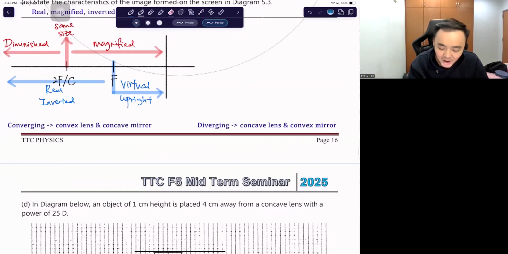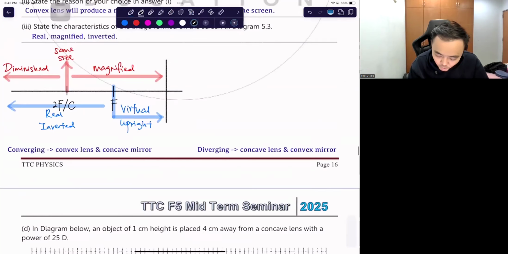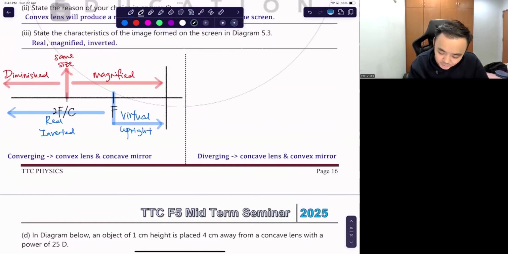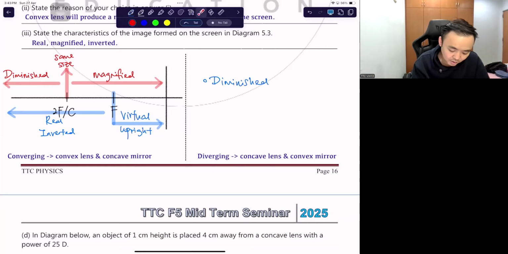No matter where you put your object, your answer only gets one. Diverging lenses always diminish the image. They will never be bigger. That's why I say the only lens that can give you a magnified image is the convex lens.